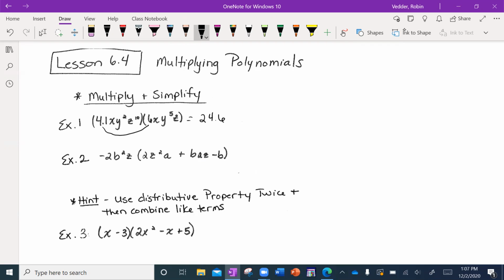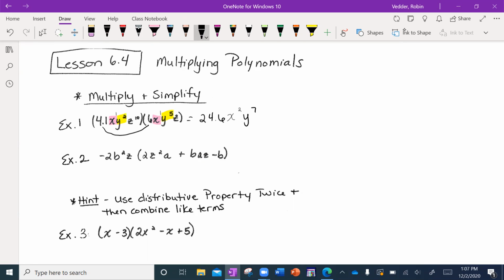Once you've multiplied the coefficients together, then with every like base, you're going to add the exponents. So for the x's, we have x to the first times x to the first. So we're going to add those exponents. 1 plus 1 gives us x squared. For the y's, we have 2 and 5, which if we add those together gives us a total of 7.